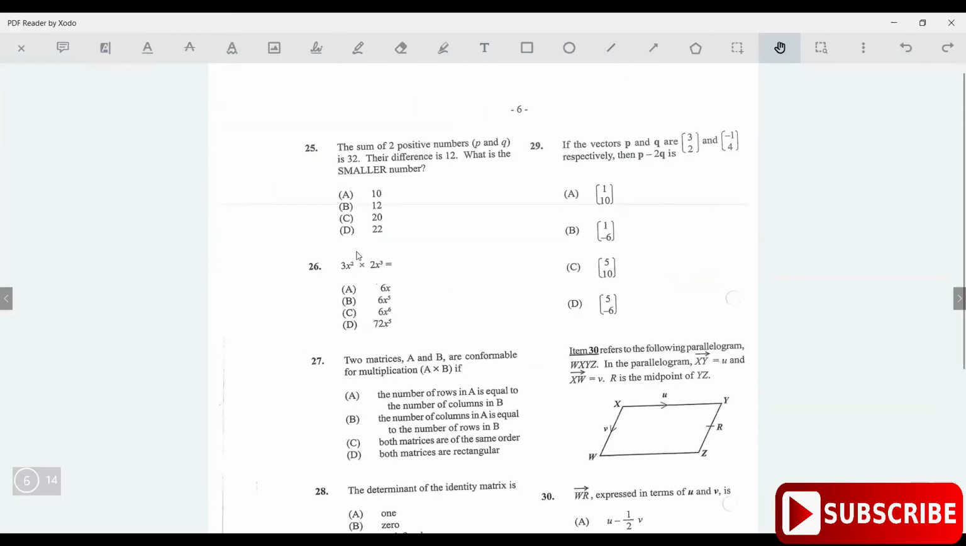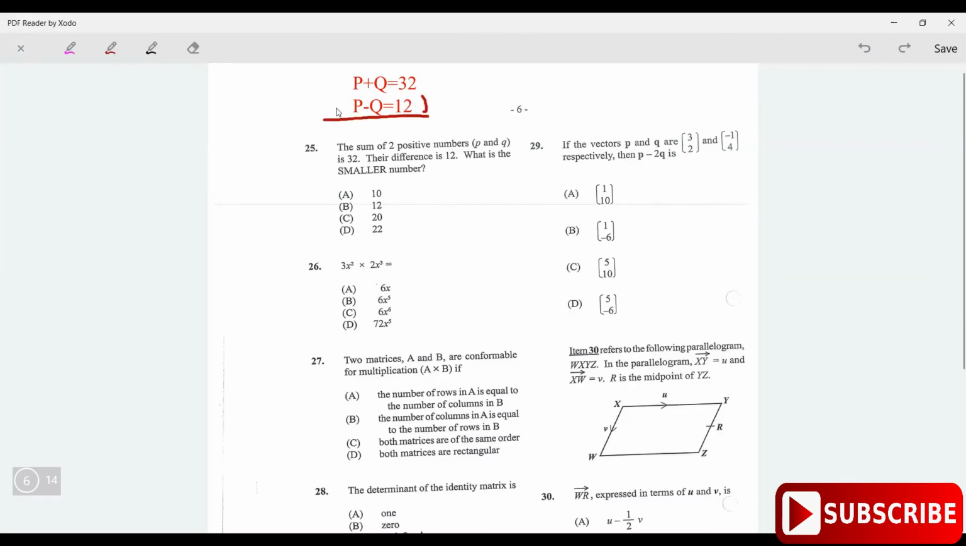All right. Now this says the sum of two positive numbers p and q is 32. So p plus q equals 32. Their difference is 12. So that means p minus q is equal to 12. And then they ask, what is the smaller number? You can solve them by elimination method.